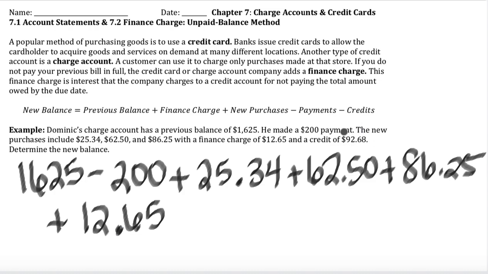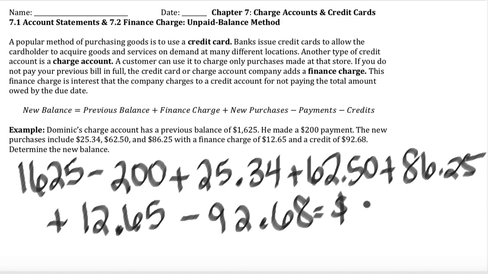And a credit is something you take away from your balance. So minus $92.68. Determine the new balance. So $16.25 minus $200 plus $25.34 plus $62.50 plus $86.25 plus $12.65 minus $92.68. And you should get a new balance of $1,519.06.